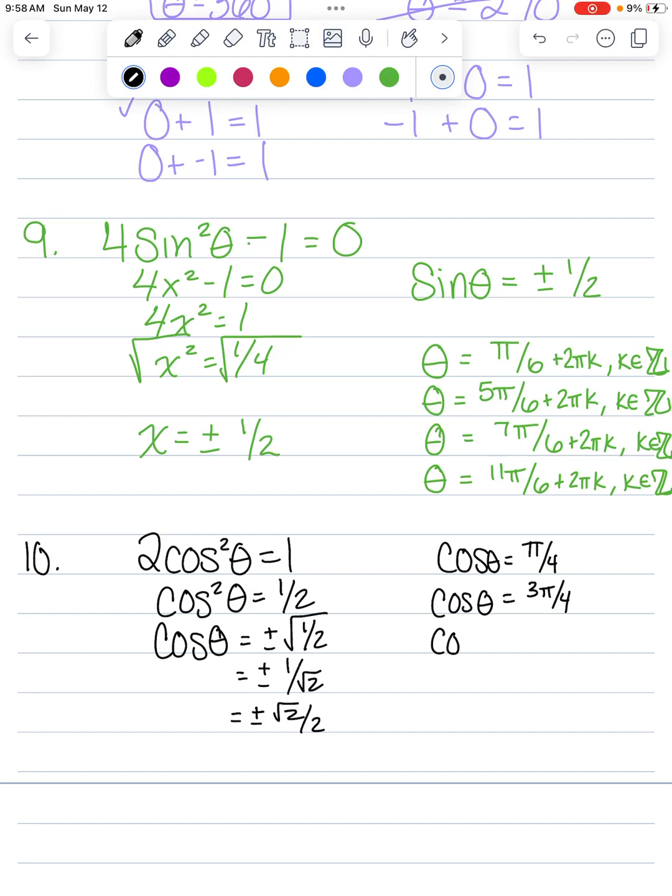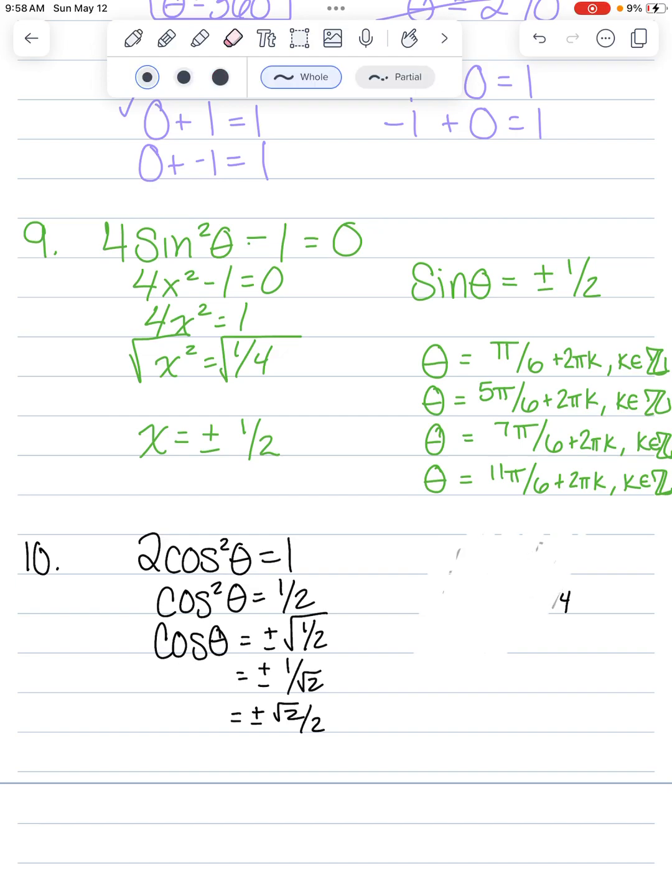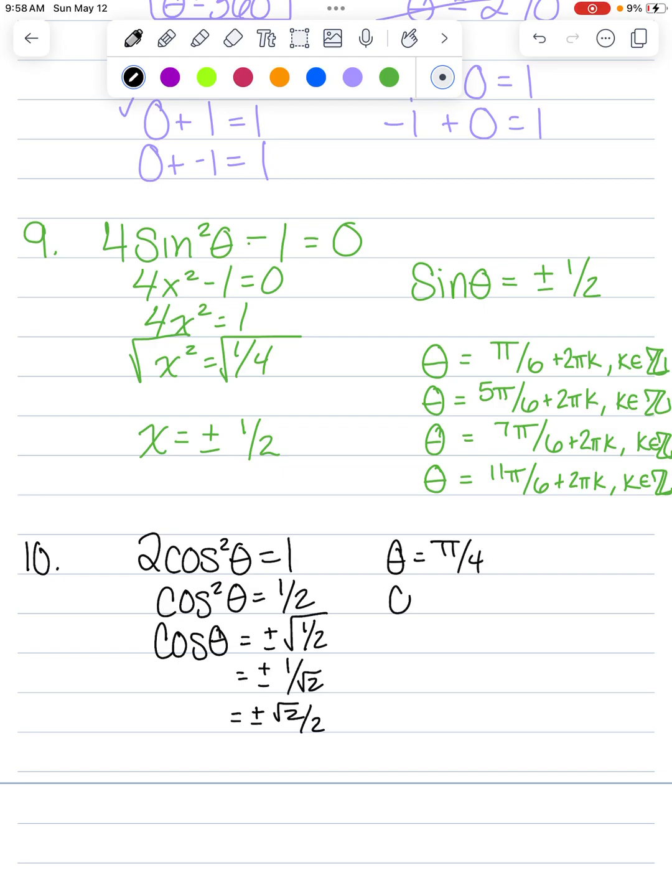Why am I writing cosine of theta again? Don't do that. Don't follow me on doing that. I'm doing dumb things. Let's try this again. Theta equals pi over 4. Theta equals 3 pi over 4. Theta equals 5 pi over 4. Theta equals 7 pi over 4. Again, plus 2 pi k, where k is an integer.